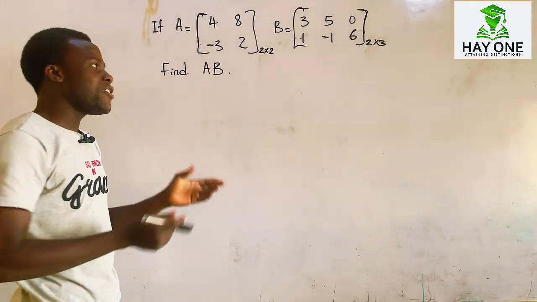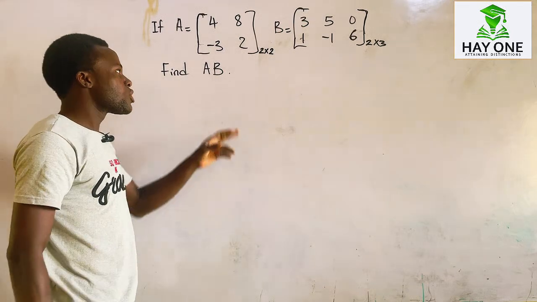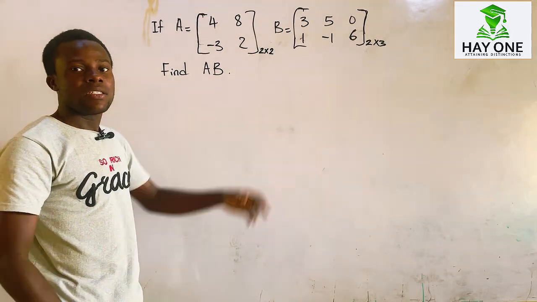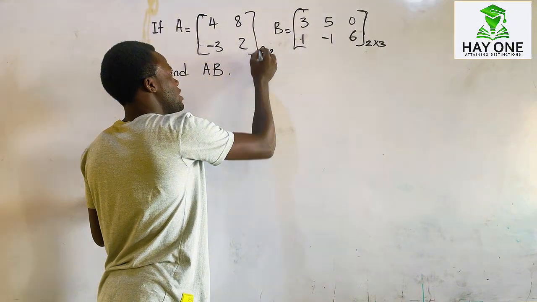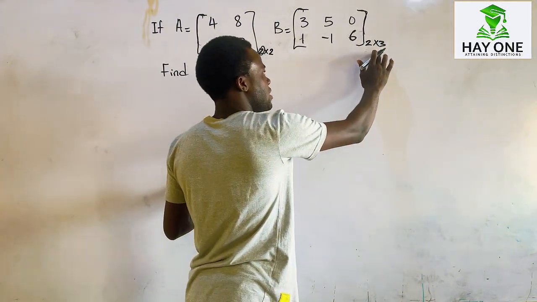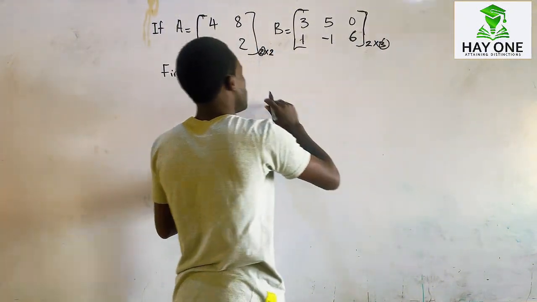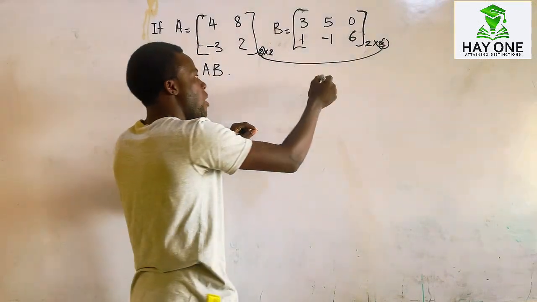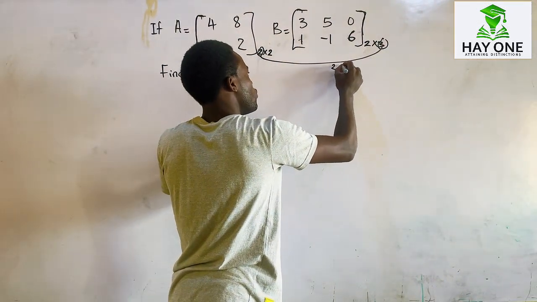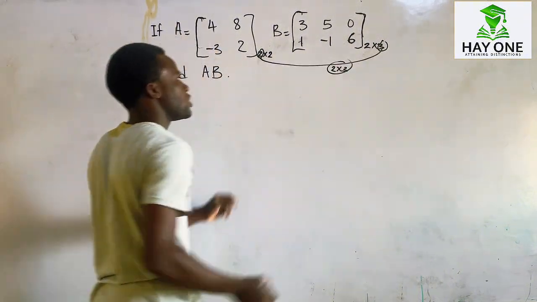Then the next thing is, even before you start multiplying, you can use the dimensions to check the dimension of your answer. Now, check the first value here for this dimension is 2. And for this, the last value here is 3. So this means if we multiply this and this, our answer must be in the dimension of 2 by 3. Now, let's do it together.